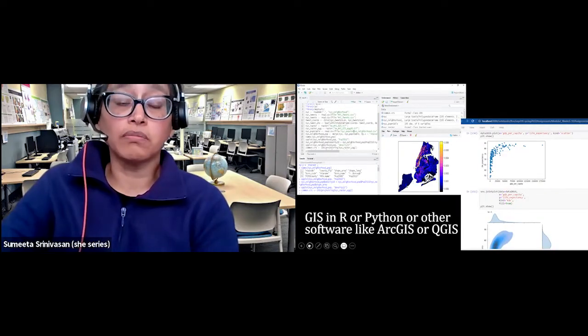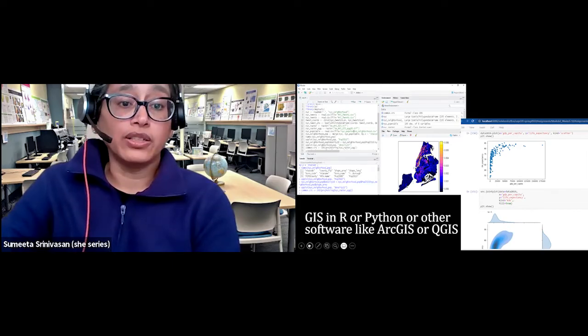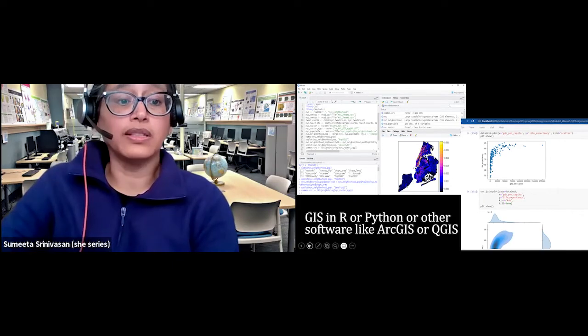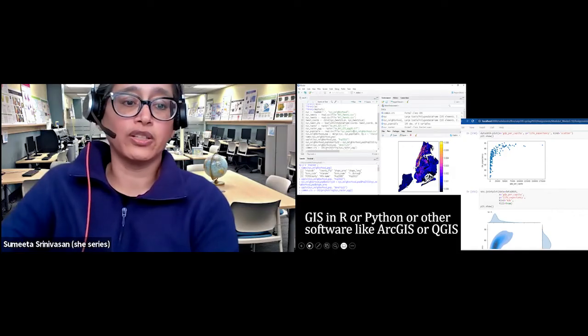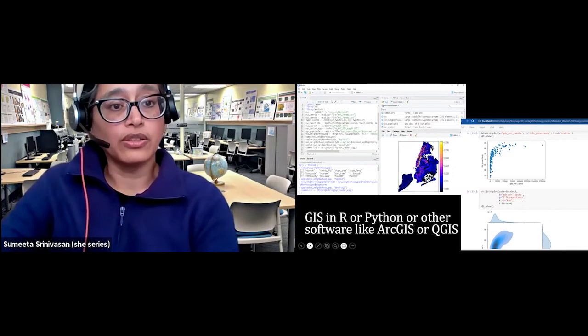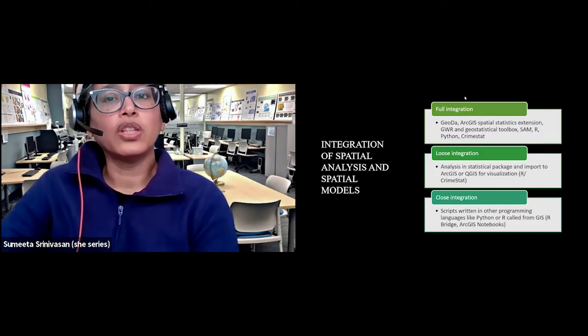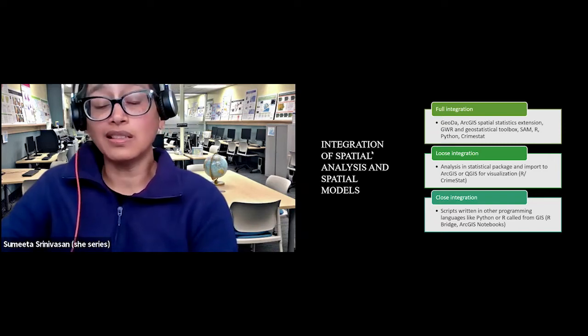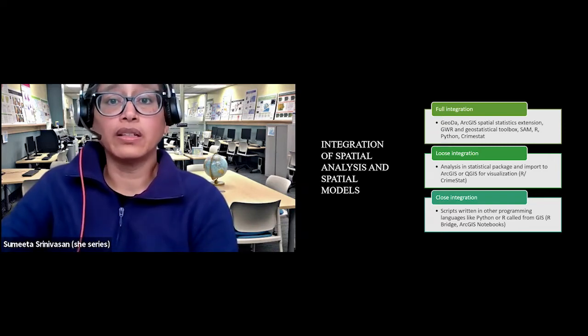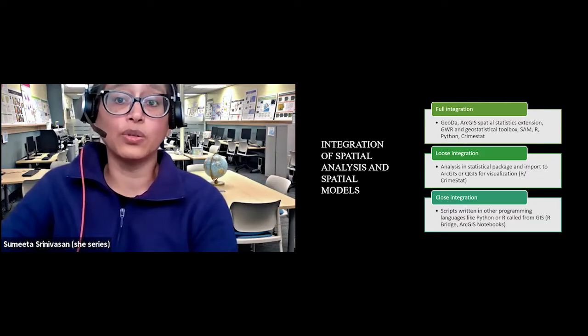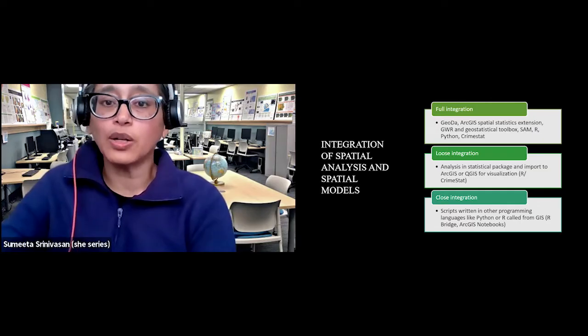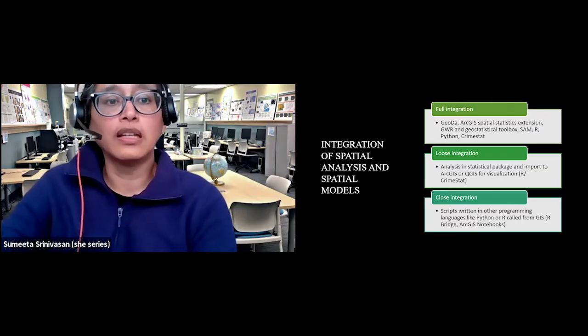You can do this in open source software these days. You can do it in R or Python, and you can also do it in software that you pay money for, like ArcGIS, or free GIS software like QGIS. The ways in which they integrate spatial statistical analysis can vary. There's one software called GeoDa, which I really like because it's very light and it's open source, and you can immediately start mapping and using spatial statistics. So that has pretty good integration.